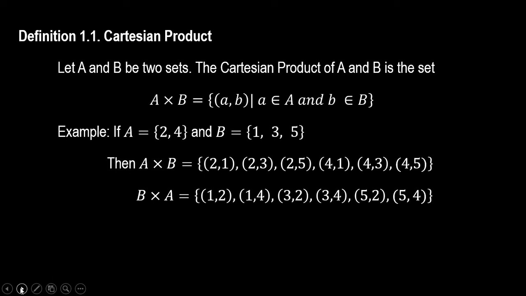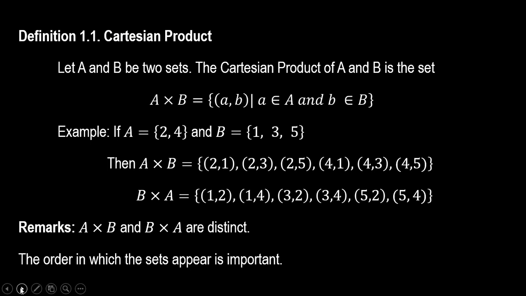Please take note that the Cartesian product of A and B and of B and A are distinct, meaning the order in which the sets appear is very significant. Now, using the concept of the Cartesian product, let's try to define the relation and function.